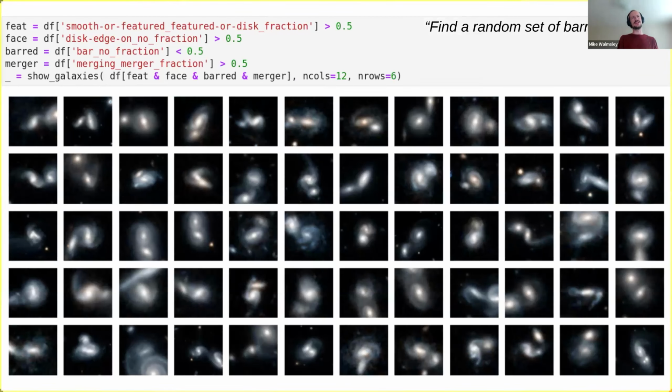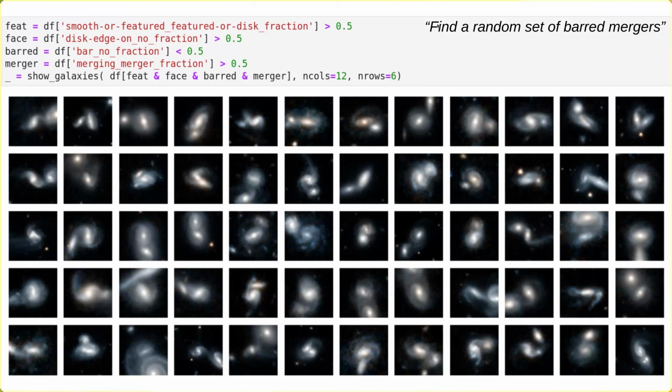Or maybe I want to do, and this is a more realistic query, some sort of complex compound thing. Here I'm saying I want all the featured galaxies that are face-on, that do have a bar, and that are merging. So all the barred mergers. And this is just the random sample that comes out of that. And for the astronomers, you'll hopefully convince yourself that most of these are barred mergers.